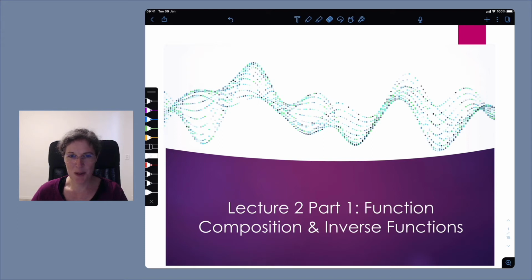Hi, and welcome to week 2. So to start off with this week, we're going to be having a look at function composition and inverse functions.